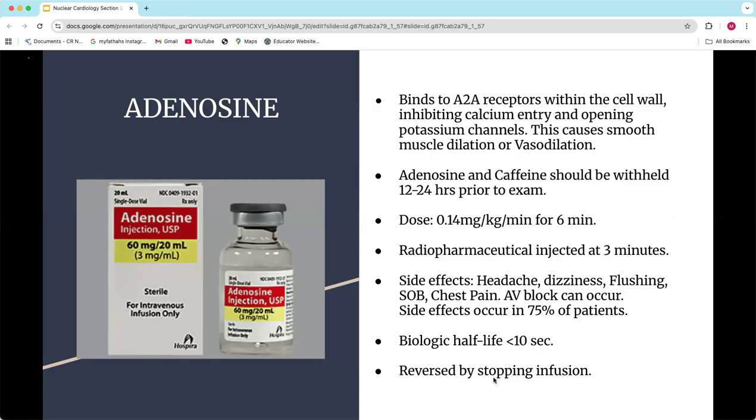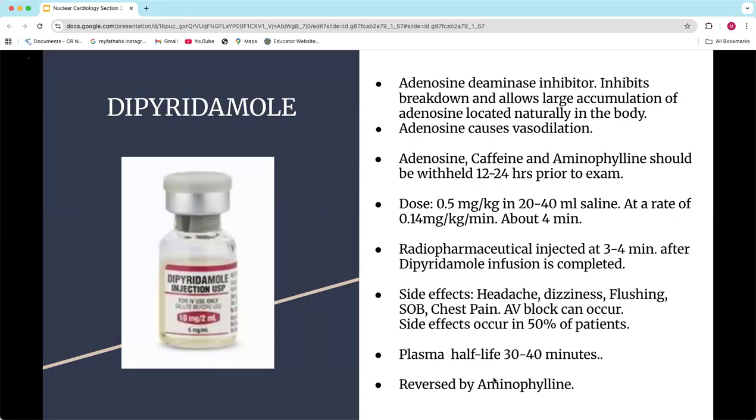So that's adenosine. The next one is dipyridamole. And basically what dipyridamole does is they call it an adenosine deaminase inhibitor.